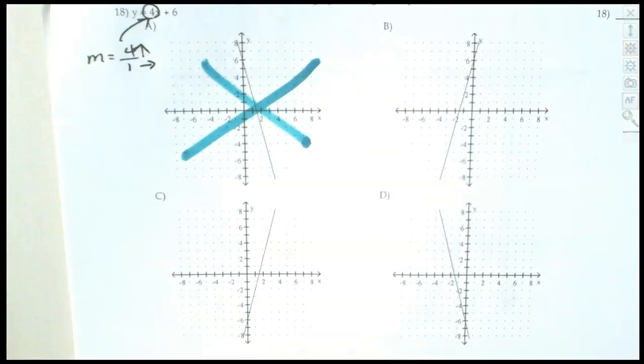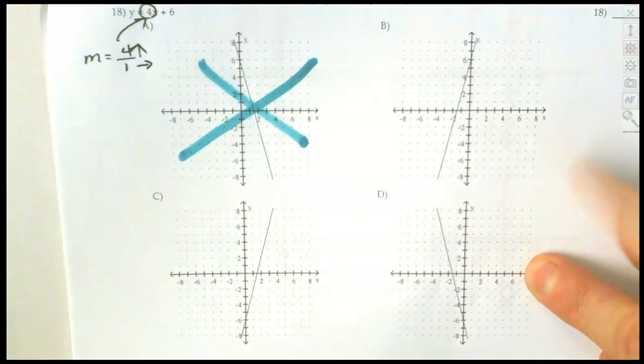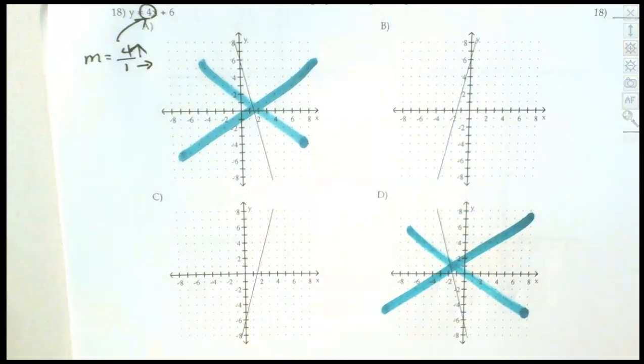Okay. What other ones can we eliminate? We can also eliminate what? D. Why can we eliminate D? Because it's going down again. So we are now left with B and C.